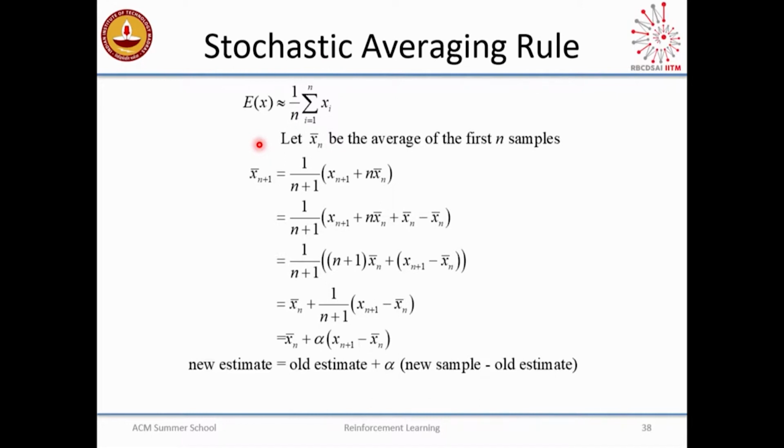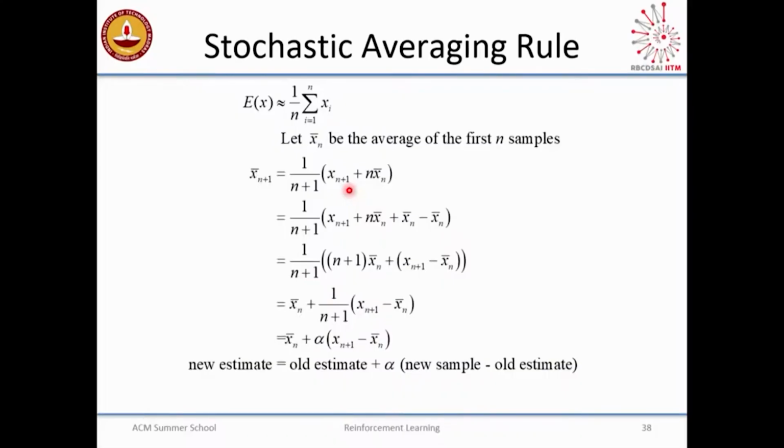Let us now try to do this in a slightly different way. Let us say x bar n is the average of the first n samples I have taken. Now I go and take one more sample. This is where the incremental part comes in. I already have something, and now I'm taking one more sample, which we'll call xn plus 1. Now I want to compute x bar n plus 1. I already have x bar n, and I also have xn plus 1.